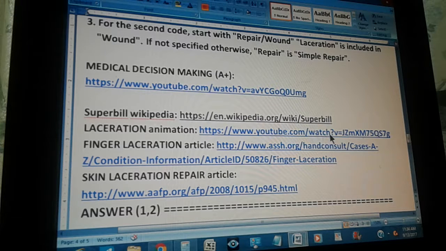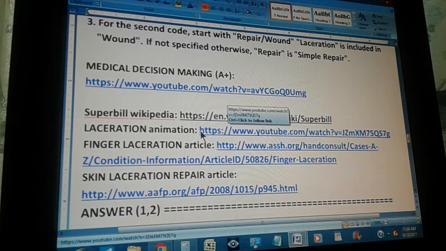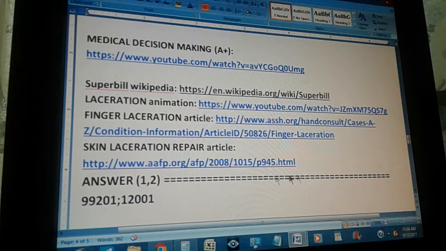Now for the videos, we just got 1 video from that coding course, which is very good about medical decision. We couldn't find any other specifically related videos, but we found some for extra information that you can look at and click to see where they lead you. So now you have everything: the tips, the links that will help you understand the problem, and the answers, 99201 and 12001.